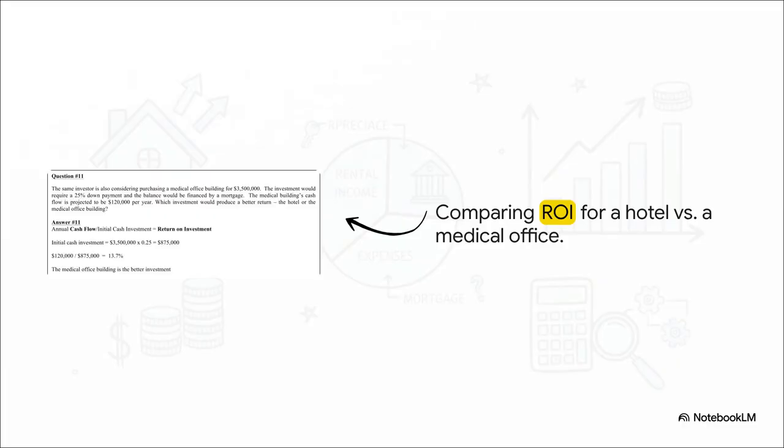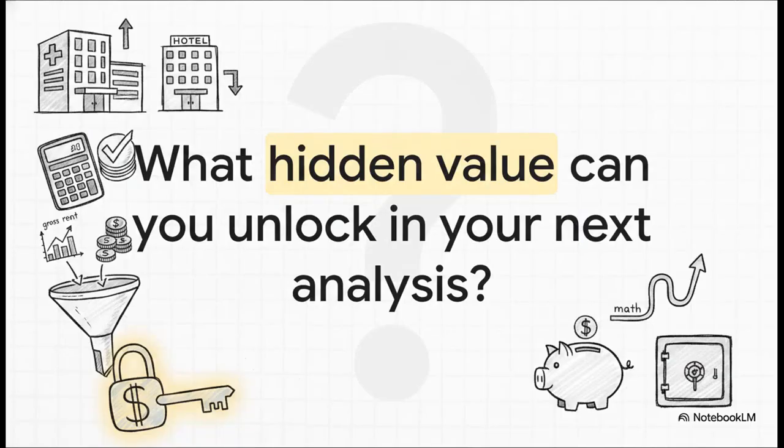Let's pit two completely different assets against each other to see this in action. On one side, we've got a $5 million hotel requiring a $1 million down payment, generating $90,000 in cash flow. That works out to a 9% ROI. On the other side, a $3.5 million medical office building requiring an $875,000 down payment, but generating $120,000 in cash flow. Doing the math, the medical building yields a 13.7% return, winning handily over the hotel. It takes way less cash up front and actually provides more cash flow.